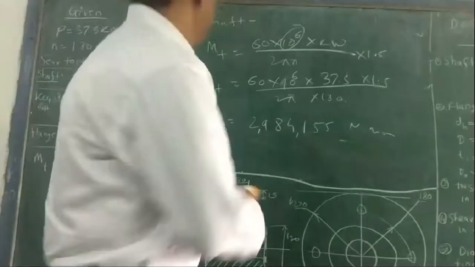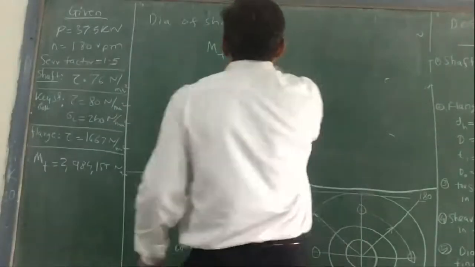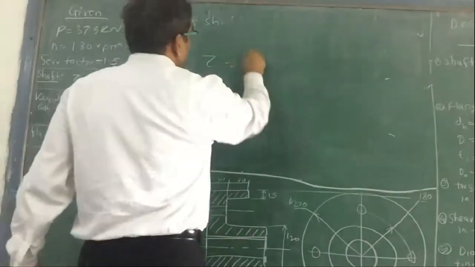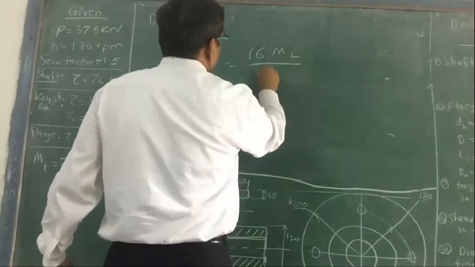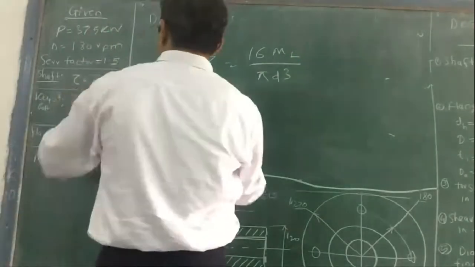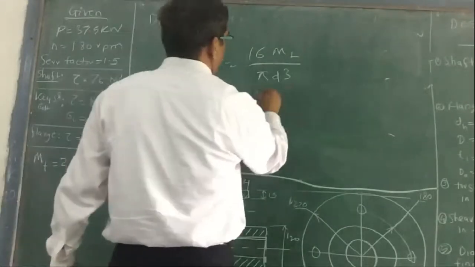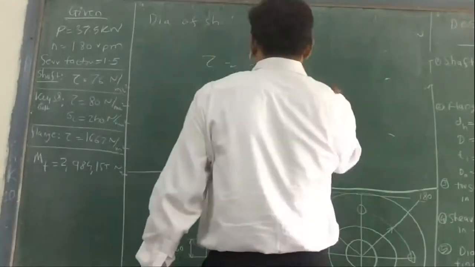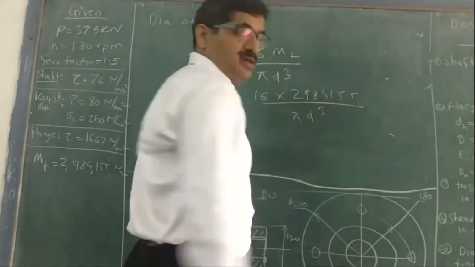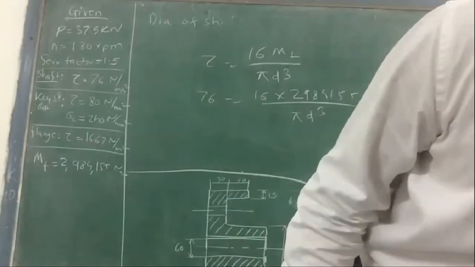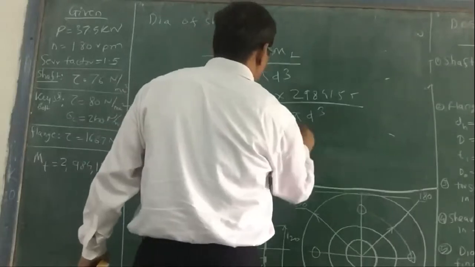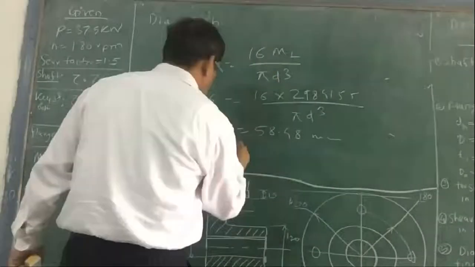So once we got the torque, we can calculate the diameter of the shaft. Now we know the torque transmitted by the shaft or flange. How can we calculate the diameter of the shaft? Tau is equal to 16 mt upon pi d cube. Here tau for the shaft is 76. 16 into mt, that is 2984155, upon pi d cube. Let me just see. I will get d as 58.48. So this is the diameter of the shaft, so we take the diameter as 60 mm.